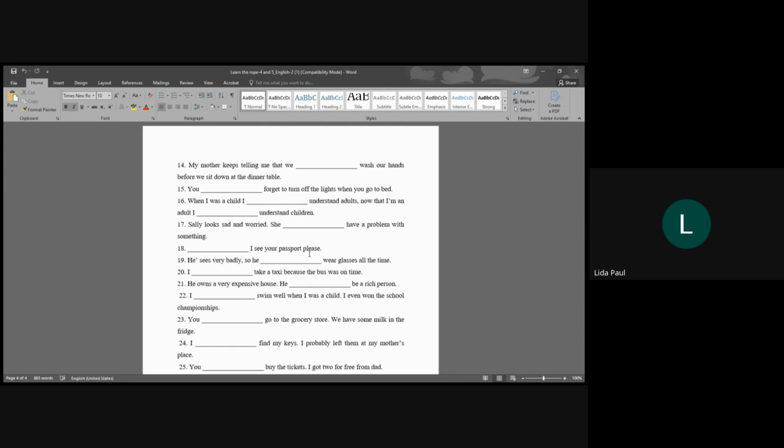Can I say mustn't forget? Mustn't forget, strong obligation, non-personal, right? So I can also say you mustn't forget to turn off the lights when you go to bed. You shouldn't forget to turn off as advice. What other answers can you give?